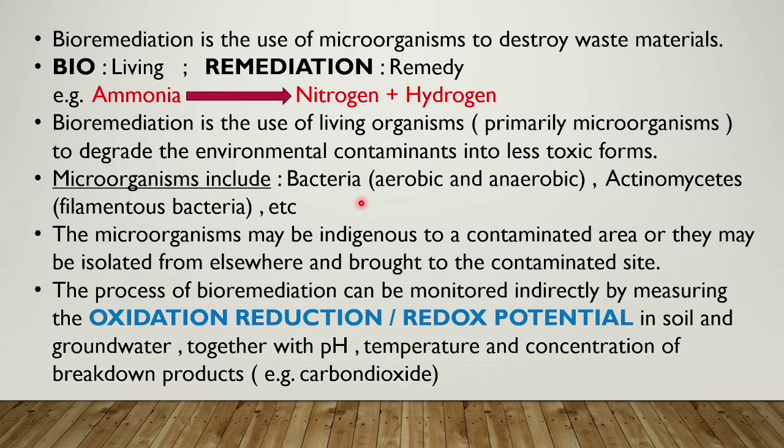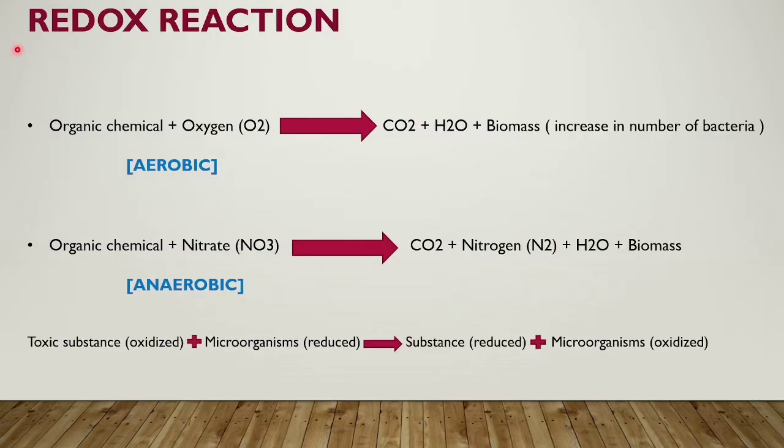How are these waste products destroyed now? So simply, they are converted from toxic to non-toxic forms. Consider the example where ammonia is harmful to the plants. And if we reduce this ammonia into nitrogen and hydrogen with the help of microorganisms, then this process will be known as bioremediation. Moving forward, the redox reaction plays an important role in bioremediation.